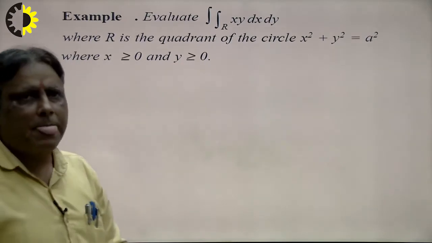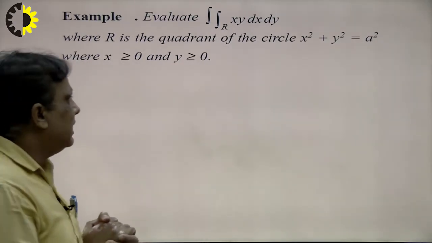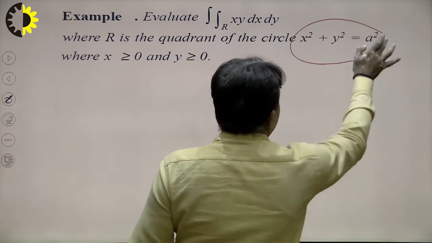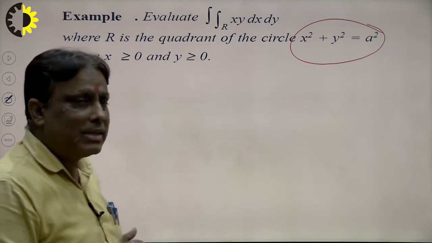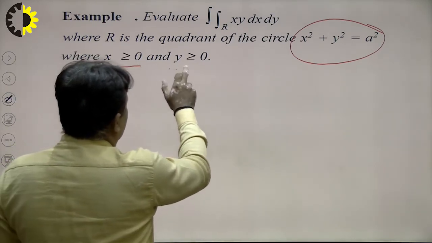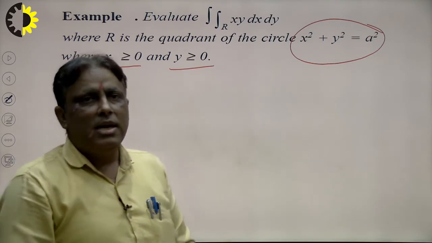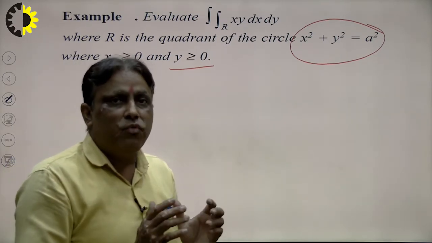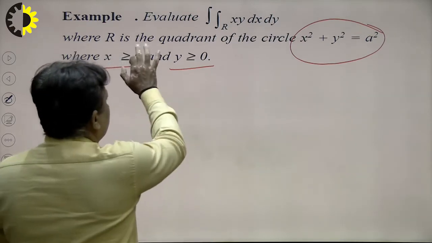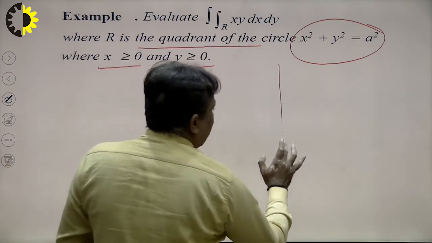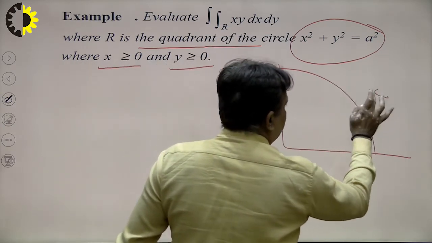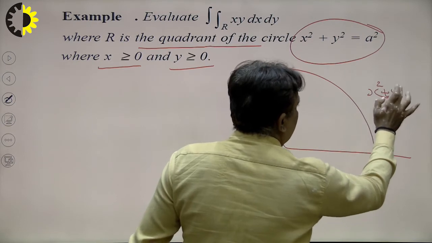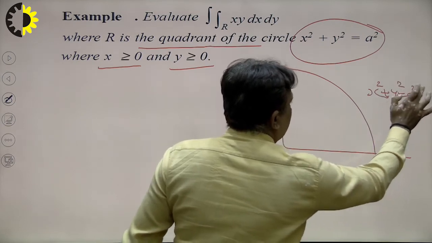We see here very carefully. Suppose I have a problem, right? First of all I draw the diagram of this region. What is this? x square plus y square is equal to a square. That is a circle, but in this region x is greater than or equal to 0 and y is greater than or equal to 0. That means there is a restriction to the first quadrant. So I draw the diagram here, and this will be the part of the circle, x square plus y square is equal to a square. I write here, this is the part of the circle.